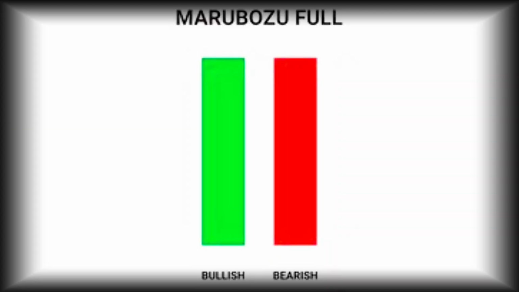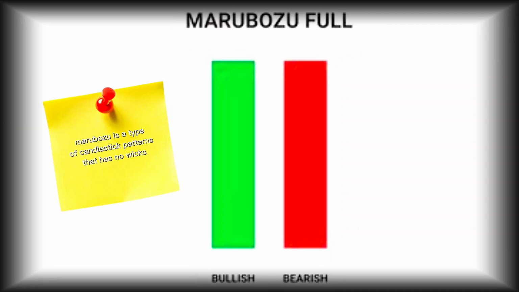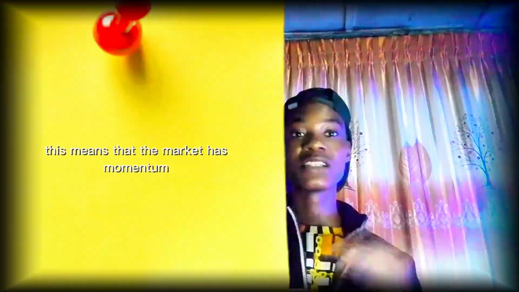So there are different types of candlestick, and I'm going to list the most important ones for you guys. There are different types of candlestick patterns you should really pay close attention to, and they are very important. First on our list is the Marubozu. A Marubozu is a type of candlestick pattern that has no wick, or a very small one, but often no wicks. This means that the market has momentum and still has a higher probability of going forward, and there is a bearish Marubozu and a bullish Marubozu.